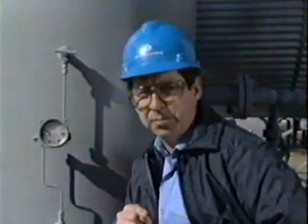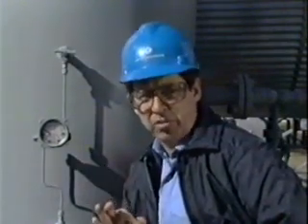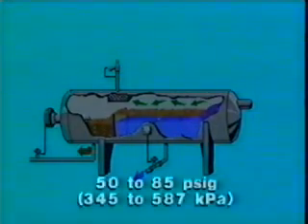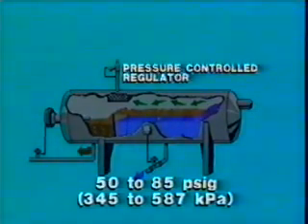As far as your filter goes, a pressure drop of 3 to 6 psig is normal as glycol flows through the elements. The pressure differential increases as the elements become plugged. Replace the filter elements when this differential increases to 15 to 20 psig. Operating pressure in the gas condensate glycol separator is 50 to 85 psig. Back pressure is maintained by a pressure-controlled regulator.